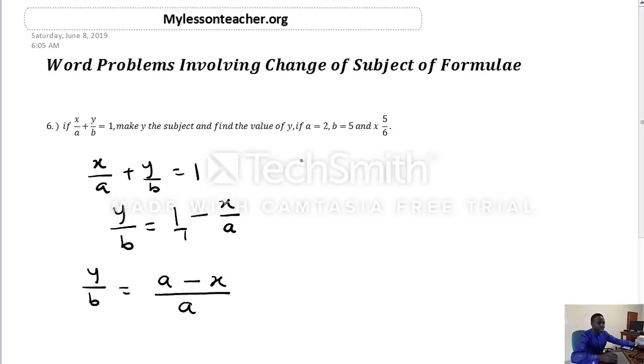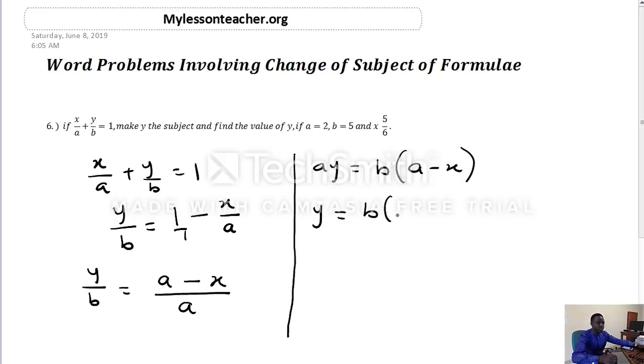Okay, and when you simplify further by cross multiplying, you are going to have ay is equal to b into bracket a minus x. Make y the subject of the formula by dividing both sides by a. You are going to have y is equal to b into bracket a minus x, all divided by a. So next is to substitute the values of a, b, and x.